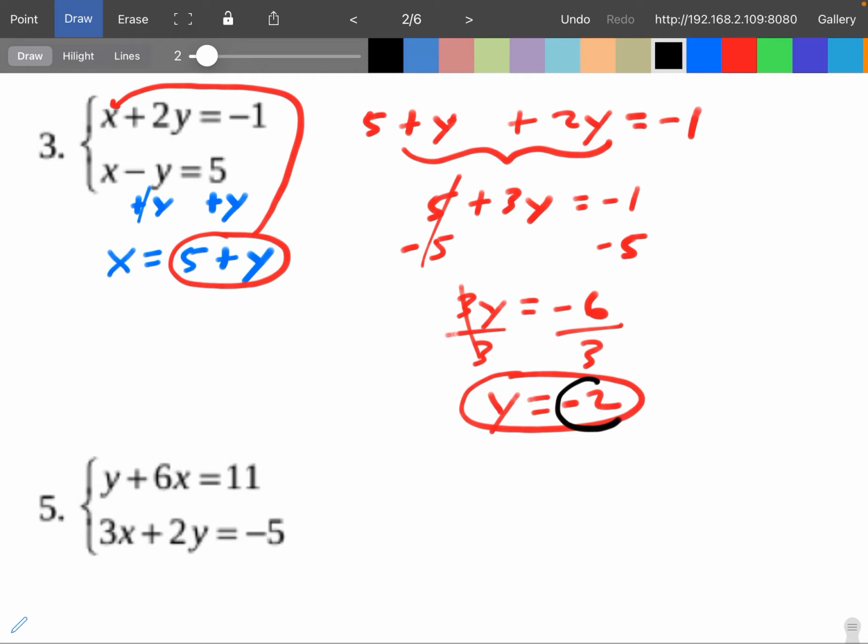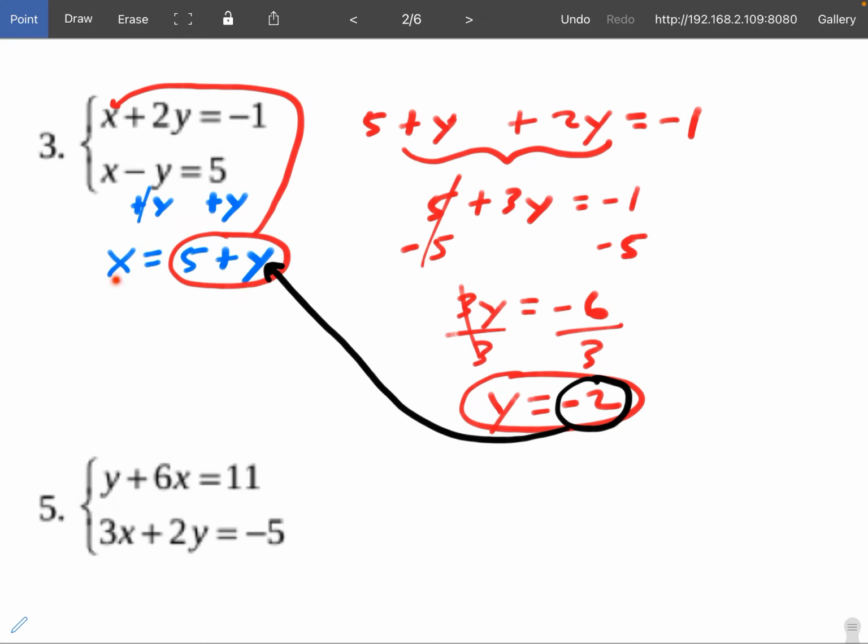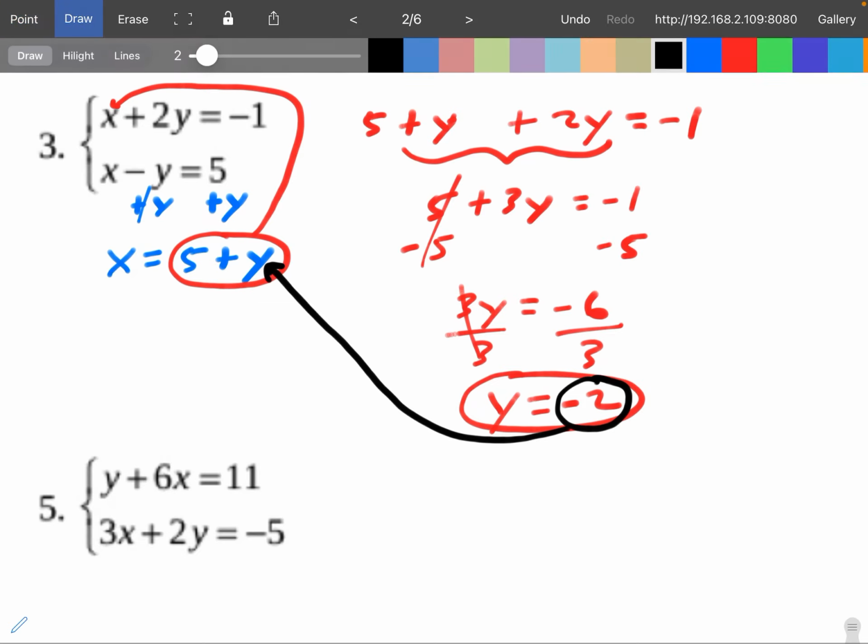Now I could plug that y equals negative 2 in for y in the top equation right here, or I could plug it in the bottom equation for y right here. But I think the easiest place to put it would be right there, because that equation is already solved for x, right? So if I just plug in my y, I'll have my x.